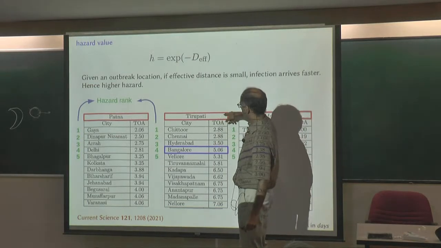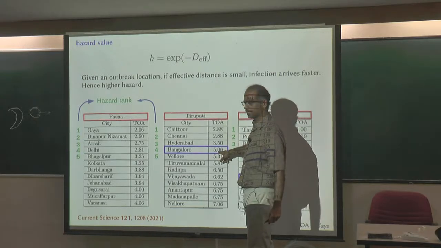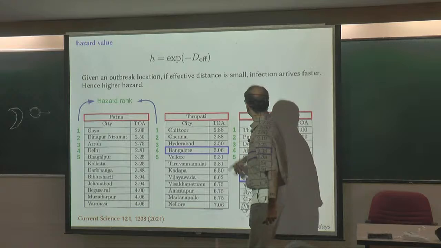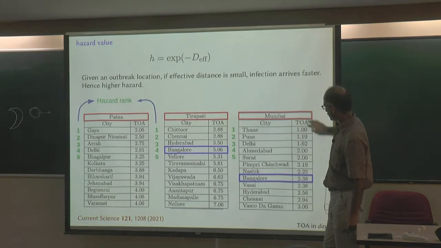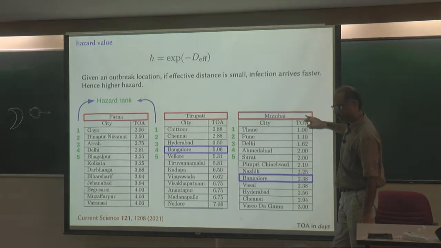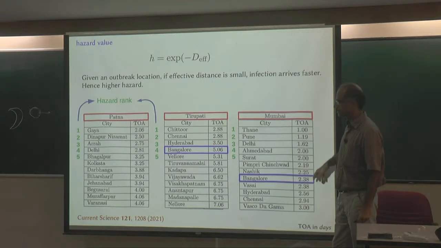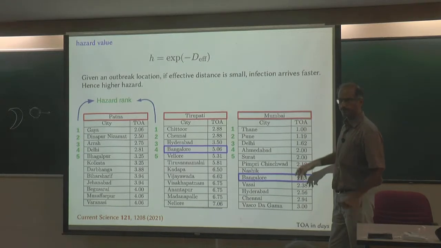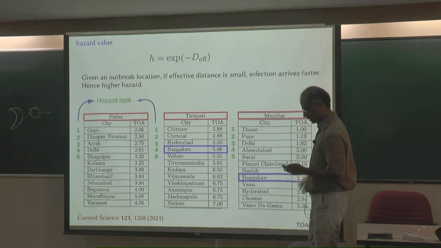So if there is an outbreak at Tirupati, this data says that it takes 5 days to reach Mumbai. On the other hand, if the outbreak location is Mumbai, it takes only 2.5 days to reach Bangalore, simply because even though they are far away from one another, the mobility is quite a lot between the two.